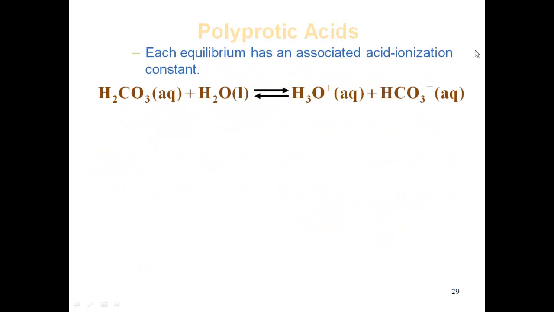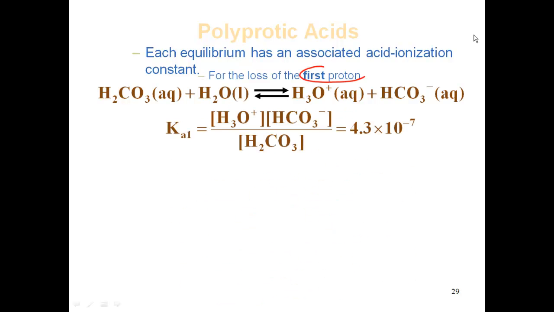Now, each equilibrium has an associated acid ionization constant, which we'll write the same way we did in the past. That would be your products over reactants with your water being a liquid equal to 1. So we would set that up the same way as before. Major difference is, since we have two equilibriums, we're going to have to be able to distinguish between them. Since it's the first equilibrium, we're talking about the loss of one proton, we refer to that as a K1.